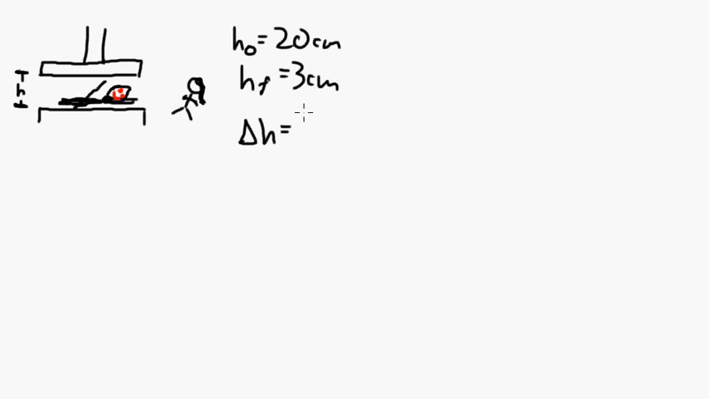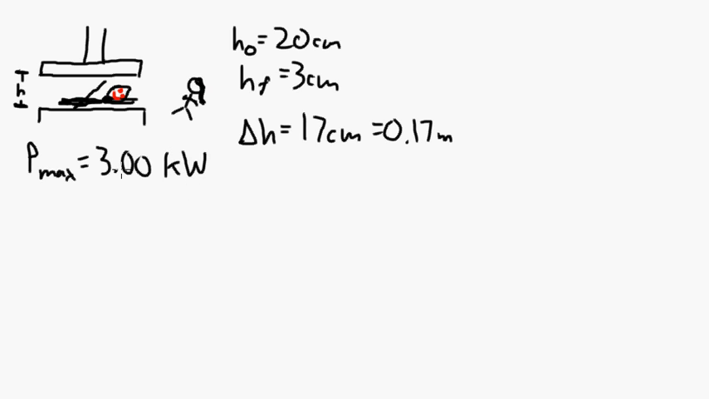what happens is Sarah crushes it, and she needs to crush it from a thickness of 20 centimeters down to a thickness of 3 centimeters. H is the thickness of the Terminator. H initial is 20 centimeters, and H final is 3 centimeters. So the hydraulic press has to crush it by 17 centimeters, which is 0.17 meters.